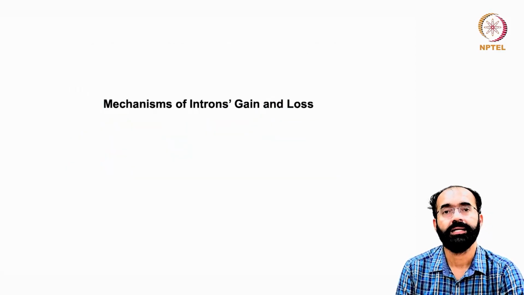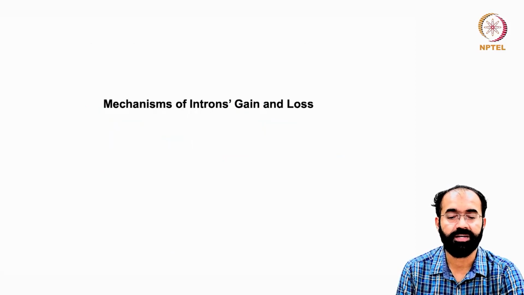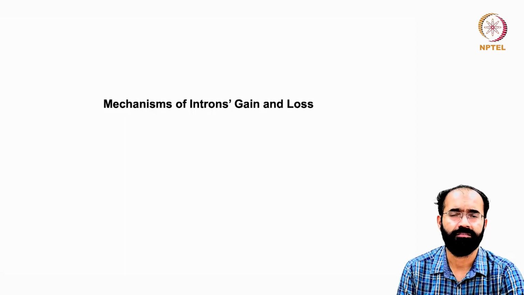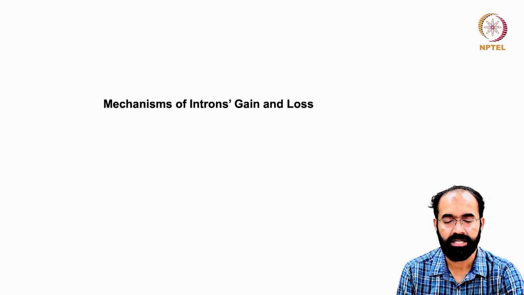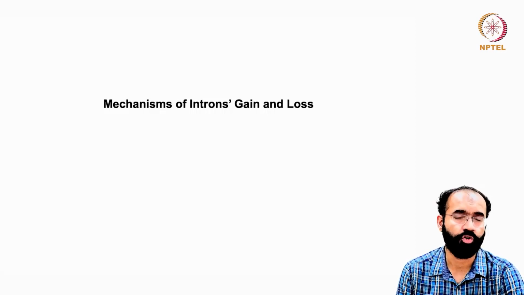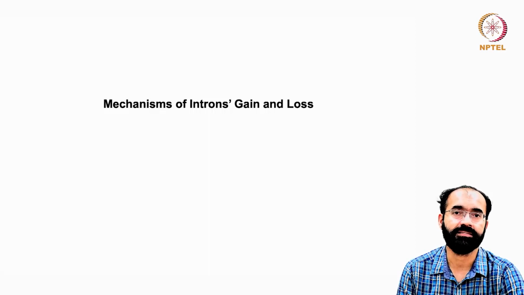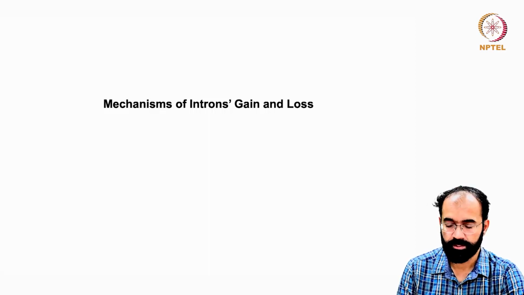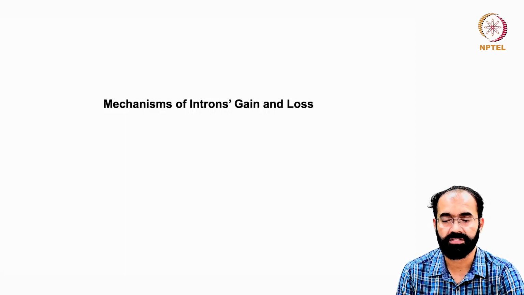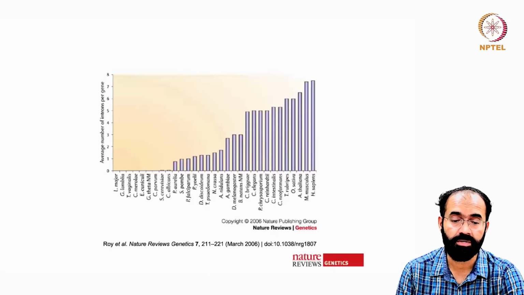So now let us address the mechanism of intron gain and loss. So far we have seen evolution of introns, maintaining, gaining, etc. Let us see what are the ways in which introns can increase in a gene or in an organism. We know that humans have an average of 7 to 8 introns per gene. So how can you increase or decrease the introns? How you gain or lose the introns is something important that we need to address.